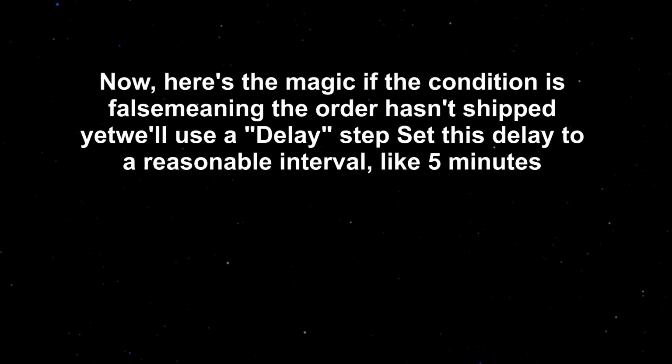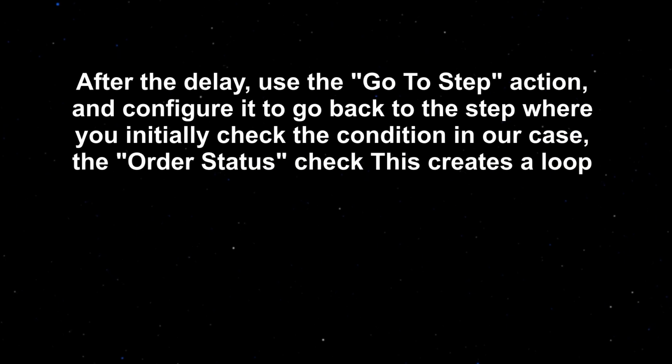Now, here's the magic. If the condition is false, meaning the order hasn't shipped yet, we'll use a delay step. Set this delay to a reasonable interval, like 5 minutes. After the delay, use the go-to step action and configure it to go back to the step where you initially checked the condition. In our case, the order status check.